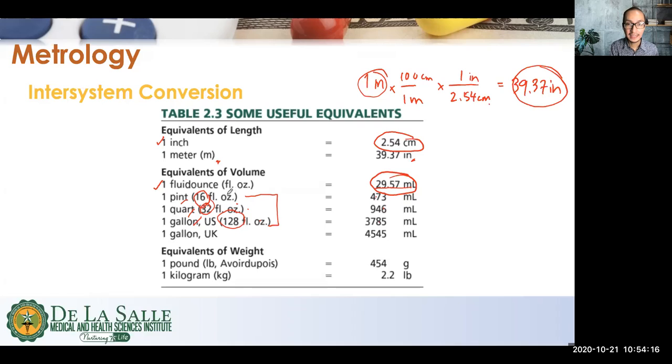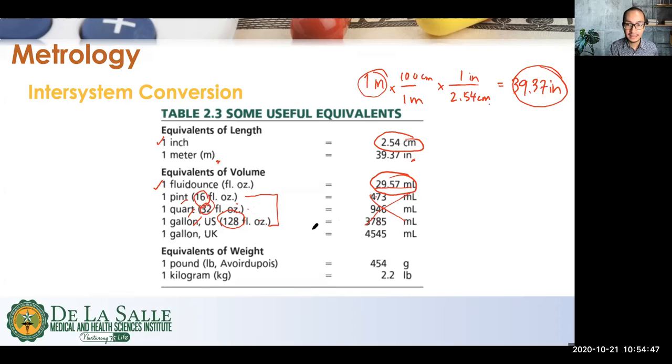Remember that 16 fluid ounces are equivalent to a pint, and 2 pints are equivalent to a quart. So, 16 times 2, 32 fluid ounces are equivalent to a quart. And then, remember that 4 quarts are equivalent to a gallon. That's where that comes from. 32 times 4, you get 128 fluid ounces. So no need to memorize this because it's repetitive.